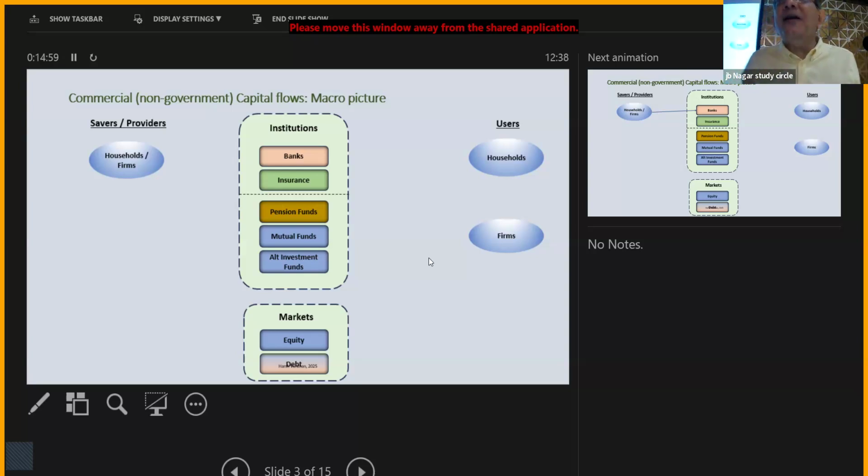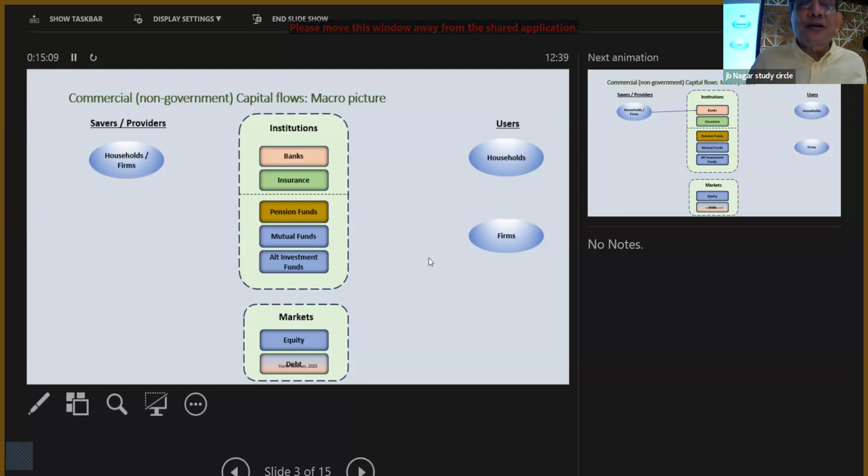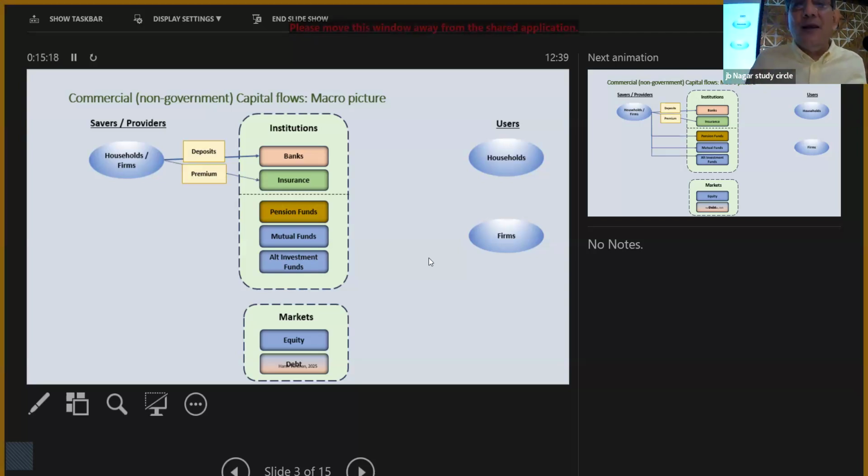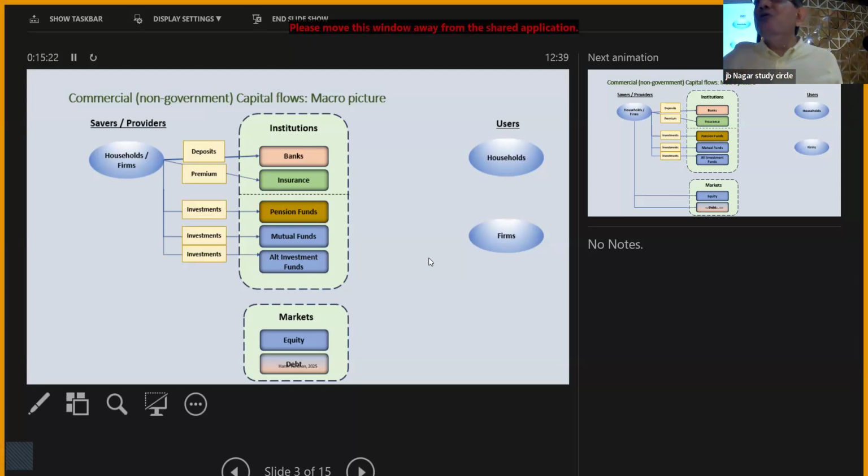So when I talk about risk management, I really talk about the top, which is risk management in institutions. Market risk management is a slightly different area, which I probably will not touch upon so much today. Now, how does this work? So banks take money from savers in the form of deposits. We are all depositors. Insurance companies take it in the form of premiums. Pension funds and mutual funds all take it in the form of investments. We make investments in mutual funds, we make investments in pension funds. So the forms vary.